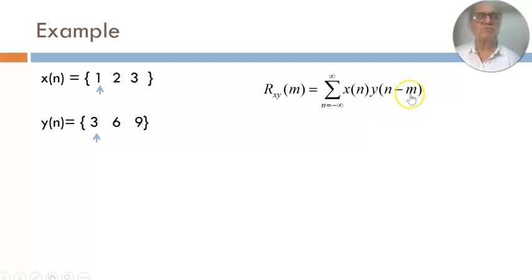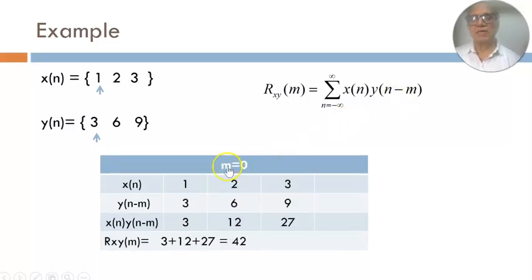So what we do is, first we start with 0 delay, so m equal to 0, and do our calculation. So let's look at this. If m is equal to 0, then yn is not shifted at all, and these two sequences are completely aligned with respect to each other. So m equal to 0, xn is 1, 2, 3 here, yn minus m is clearly the same as yn, so that is 369.